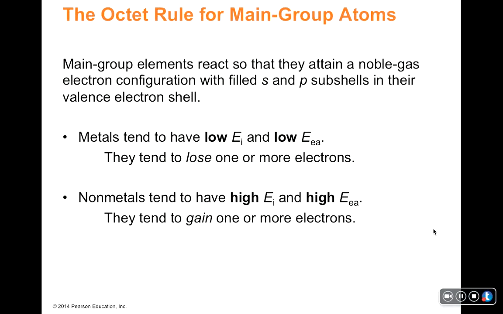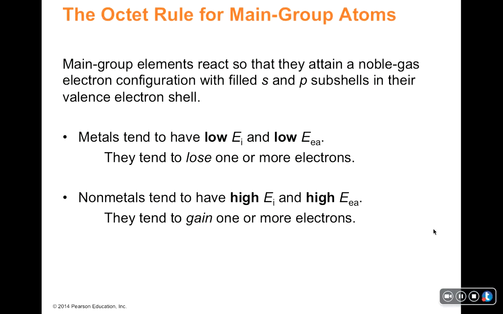And again, they will react to be able to do this. So metals, again, those are groups 1 and 2, so they tend to have low ionization energies and low electron affinities. They want to lose 1 or more electrons. Nonmetals tend to have high ionization energies and high electron affinities. They tend to gain 1 or more electrons.